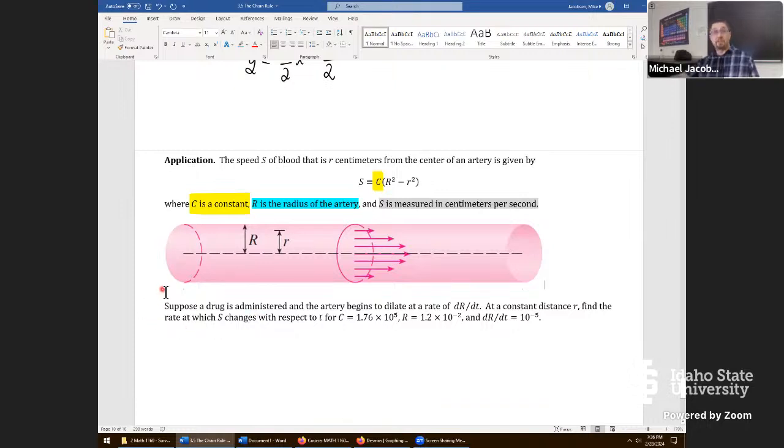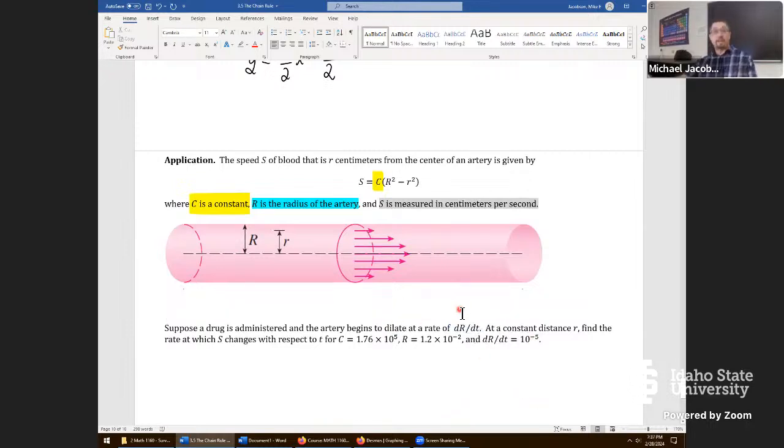This one looks like it is pharmacokinetics because they say, suppose a drug is administered and the artery begins to dilate. I believe that means get wider. They say dilate at a rate of dr/dt. They don't tell us the rate, but they're indicating r is a function of time if they say dr/dt. That's something we need to recall, so that might be a good note to make right here.